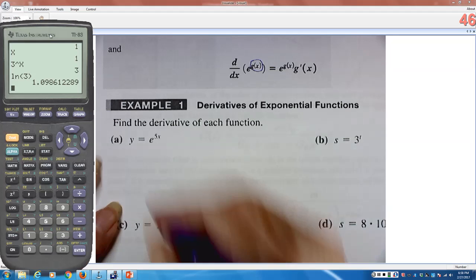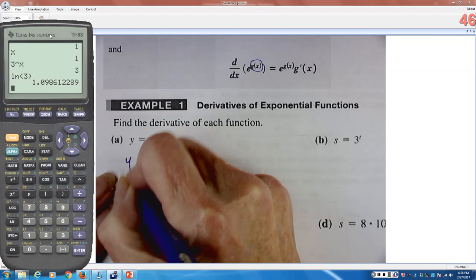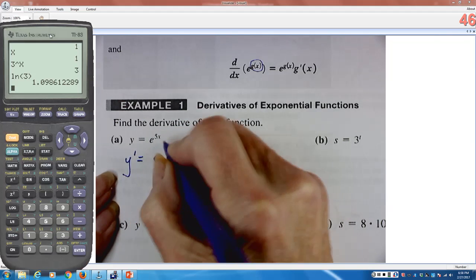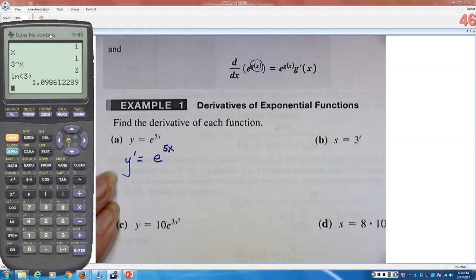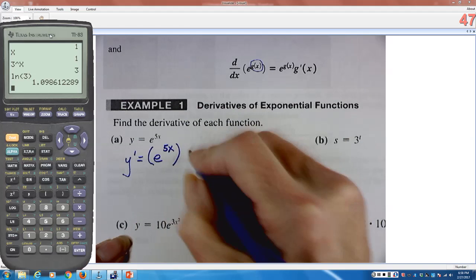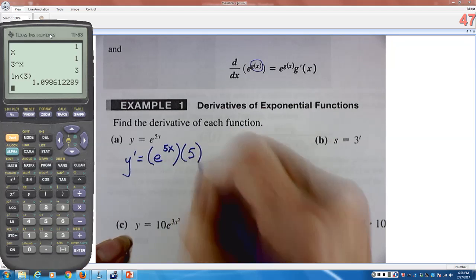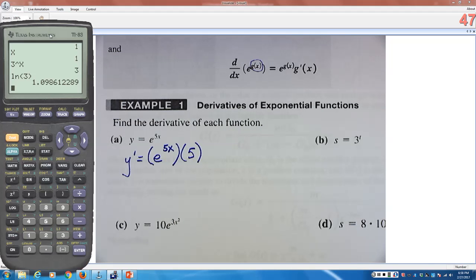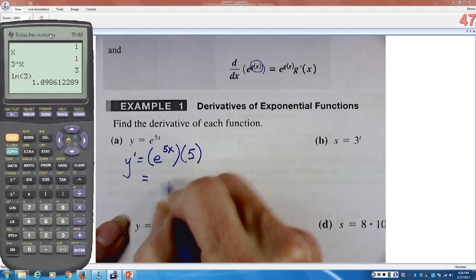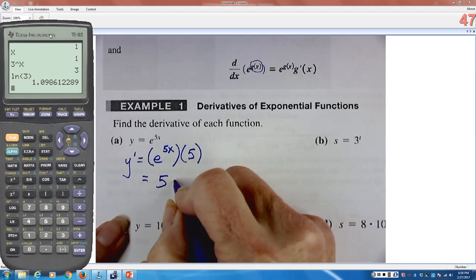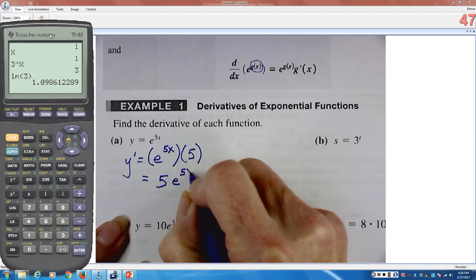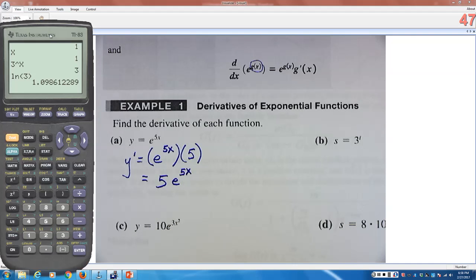Well, the derivative of e to any power is e to that power. But because the power is itself a function, 5 times x, we multiply it by 5 because that's the derivative of 5x. And generally, we write the 5 in front, because it's a coefficient, and we're just used to writing coefficients in the front.